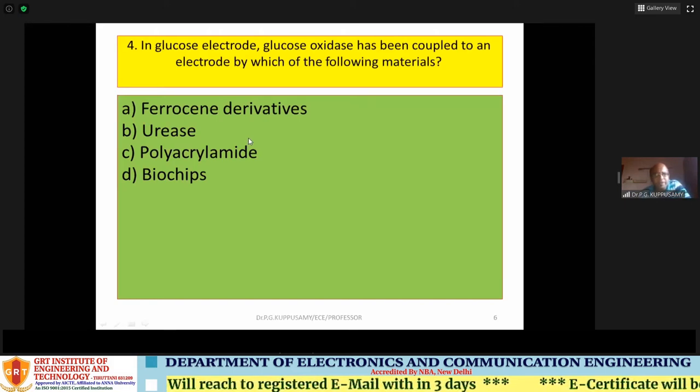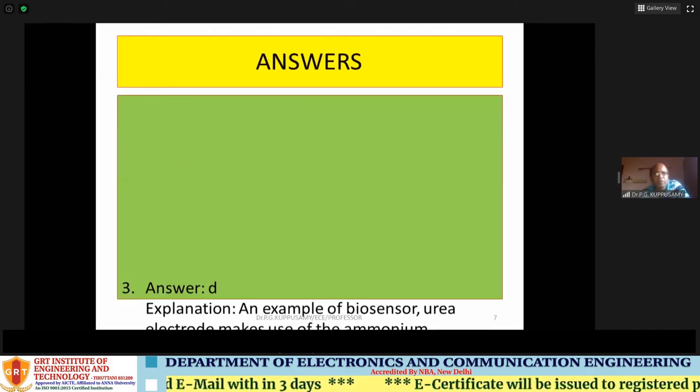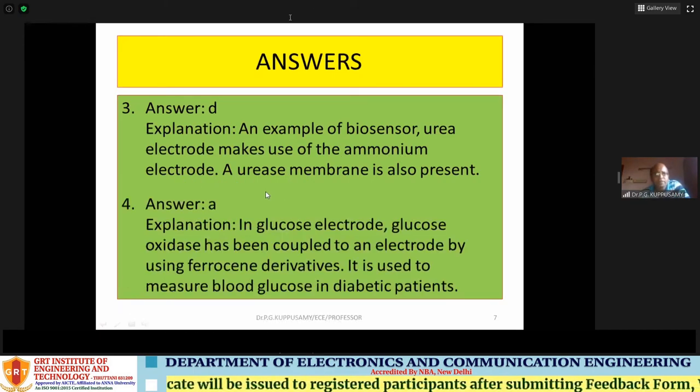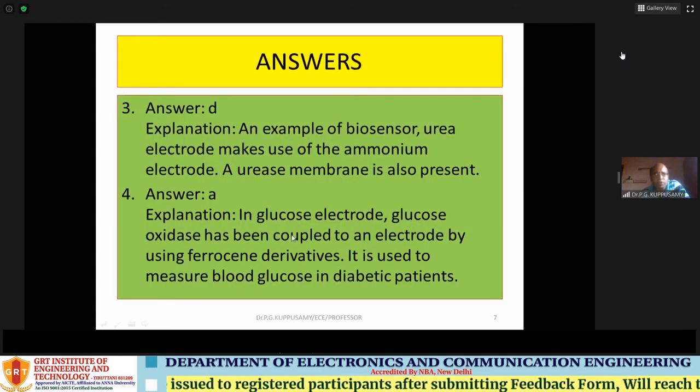So now I am going to display the answers for the third and fourth questions. The third question is D. Example of biosensor: urea electrode makes use of ammonium electrode. The answer for the fourth question is, in a glucose electrode, glucose oxidase has been coupled to an electrode by using ferrocene derivatives. It is used to measure blood glucose in diabetic patients. So those who are doing this, you have to use ferrocene derivatives.